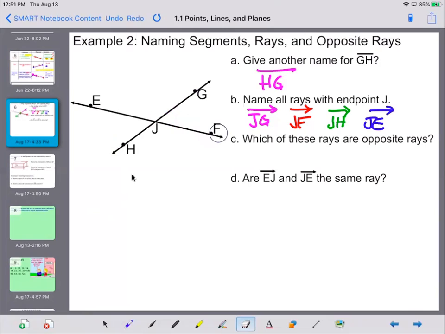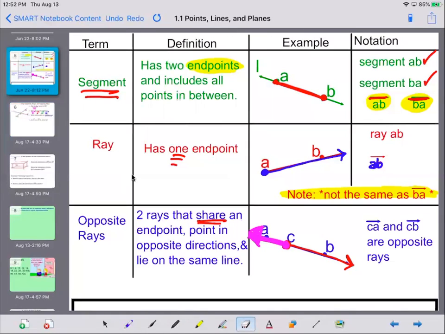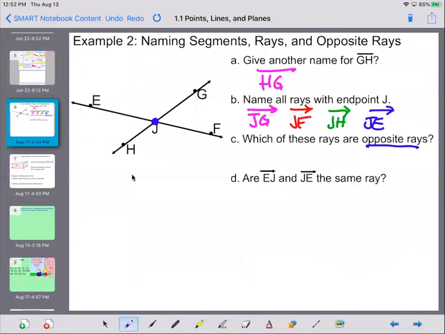All right, part C, which of these rays are considered opposite rays? So if you forgot what an opposite ray is, go back in your notes, or you could rewind this video and look at our definition here of opposite rays. Opposite rays are 2 rays that share the endpoint, but they go in opposite directions. So if I look here, let's start at J. What was one direction I could go? How about JG?